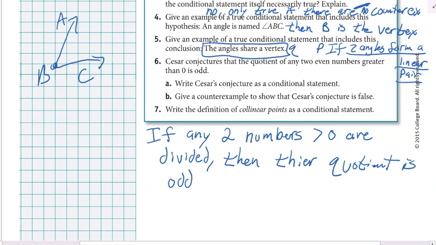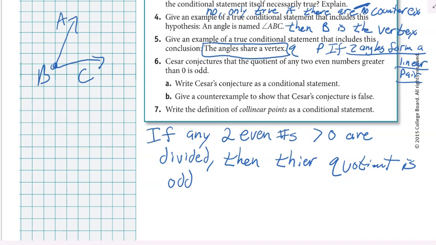Okay, so part A, we have a conditional statement. Part B is give a counterexample. So think of two numbers that are greater than 0. And whoops, it's supposed to be even. I guess that's part of it. Should throw that in there. So any two even numbers, I guess we have to use even numbers to meet the hypothesis. So 2, 4, 6, 8, any of those. Then their quotient is odd.